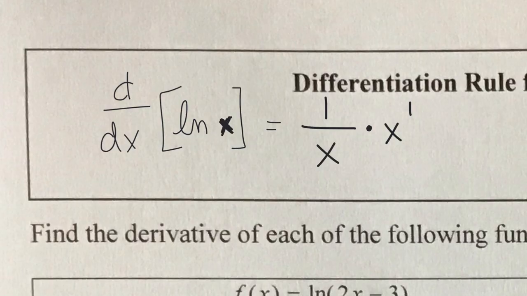So there's always a chain rule with natural log, unless this is just an x, right? Because the derivative of x is 1. So the derivative of natural log is 1 over the argument, so this is natural log's argument, times the derivative of the argument. In other words, x prime over x.